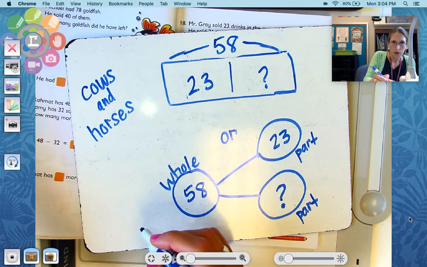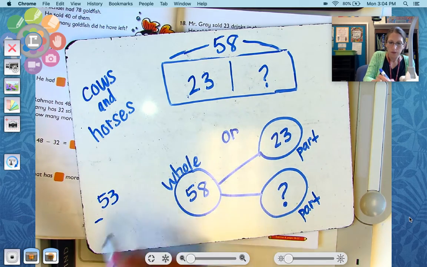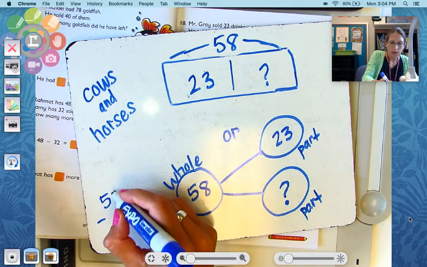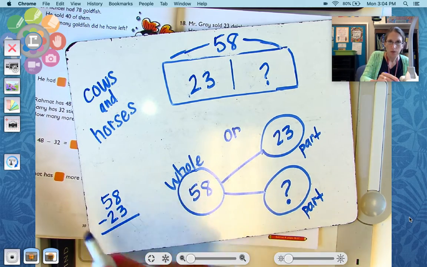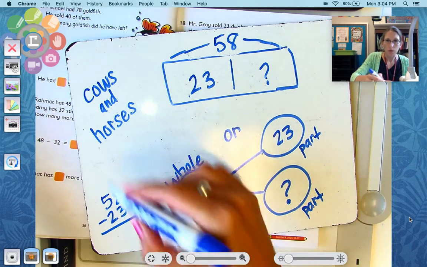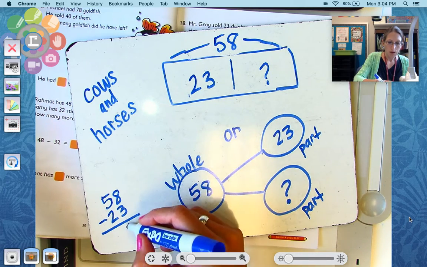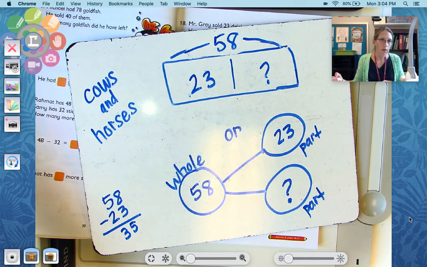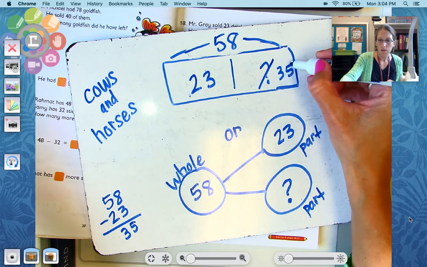All right, so we can work our computation. 58 minus 23. And we could do this the vertical way, we could do it the horizontal way. So 8 minus 3 is 5. 5 minus 2 is 3. So there's our answer, 35.